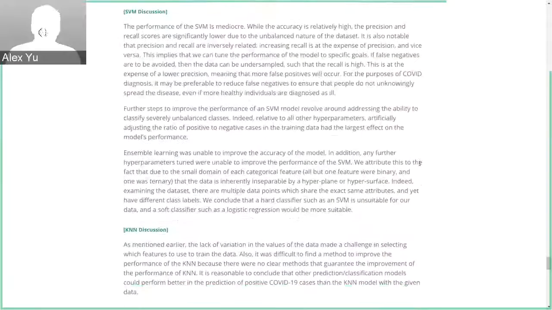The performance of our SVM is mediocre. While the accuracy is relatively high, the precision and recall scores are significantly lower due to the unbalanced nature of the dataset. Further steps to improve the SVM performance were unsuccessful. Ensemble learning, in addition to hyperparameter tuning of gamma and regularization, were unable to increase the performance parameters.